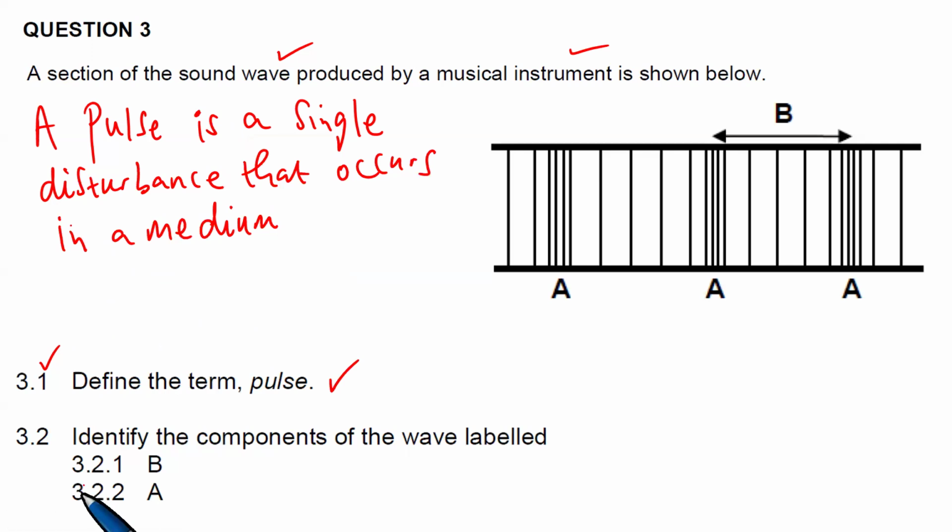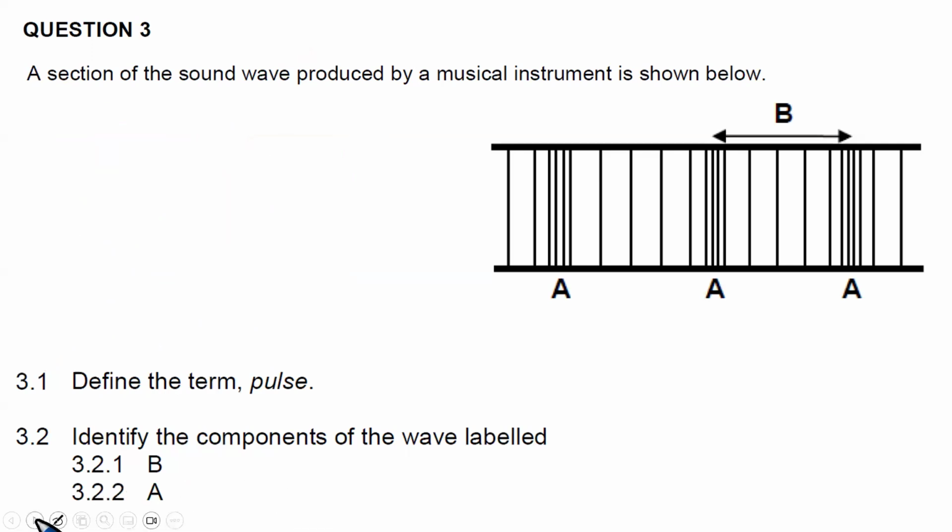Next question. Identify the components of the wave labeled B. Right. B. What is B there in the diagram? What component? What do you think B is? Right. What is it? Because this is a sound wave produced by a musical instrument. What do you call B in the diagram?